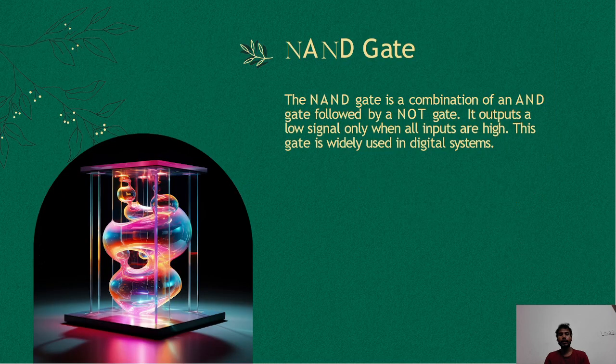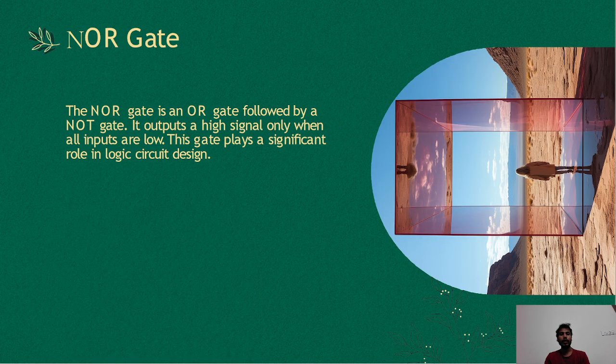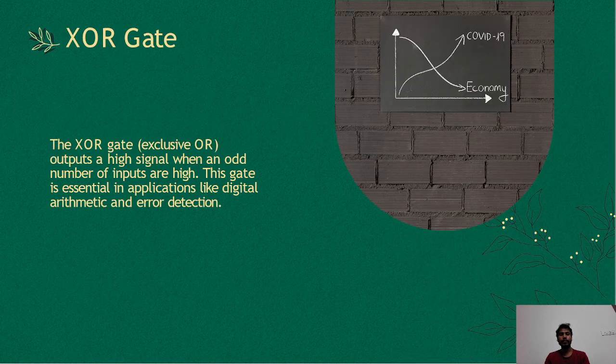NAND gate. A NAND gate is a combination of an AND gate followed by a NOT gate. It outputs a low signal only when all inputs are high. This gate is widely used in digital systems. NOR gate. The NOR gate is an OR gate followed by a NOT gate. It outputs a high signal only when all inputs are low. This gate plays a significant role in logic circuit design.